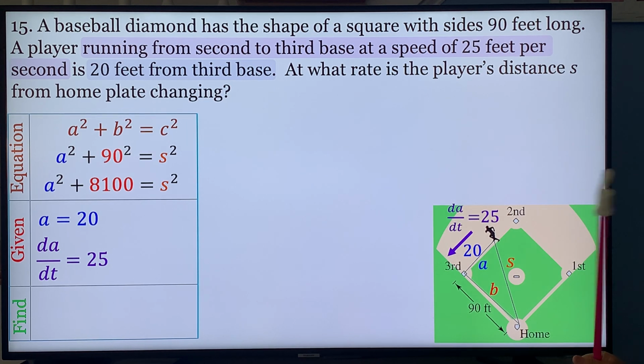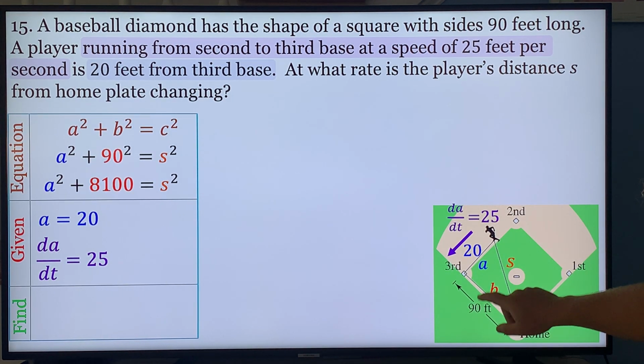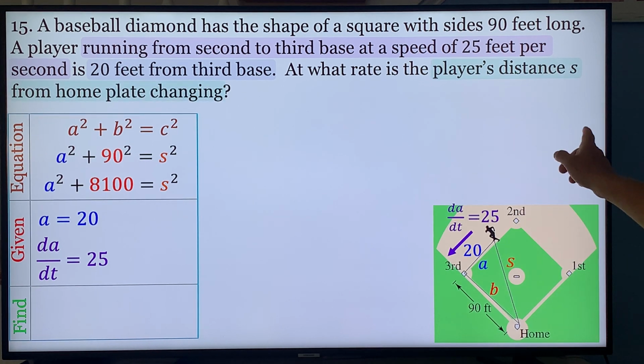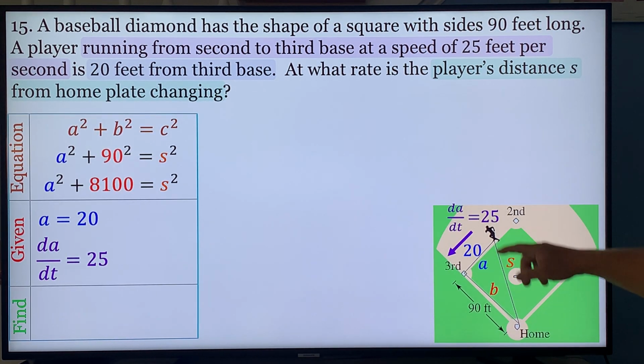Anything else we can find here? Oh, I can find S. I know this is 90. I know this is 20, so I can use... Oh, sorry. How is the player's distance S from home plate changing? So the distance from home plate changing isn't S, but it's what? dS dt.